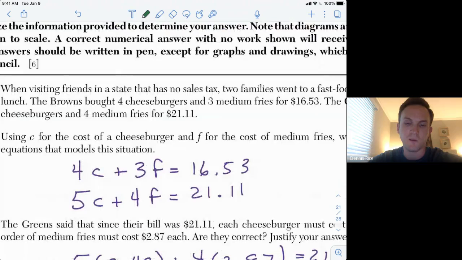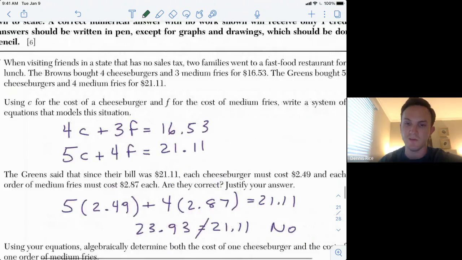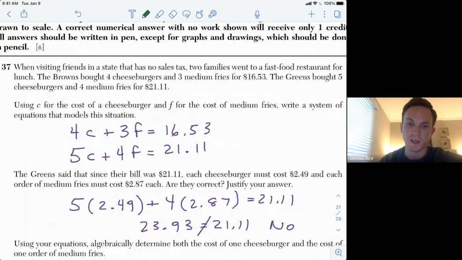4c plus 3f equals 1653. 5c plus 4f equals 2111. Okay, 2 points right there. If you got that, you already have a 2 out of 6. Now they give you one of these. These are always kind of silly to me because you know the answer is no. Because look at the next part. It says solve it. So are they correct?